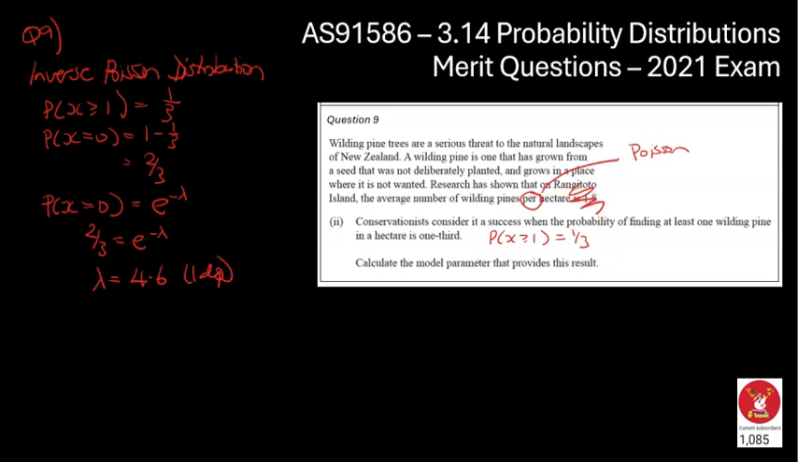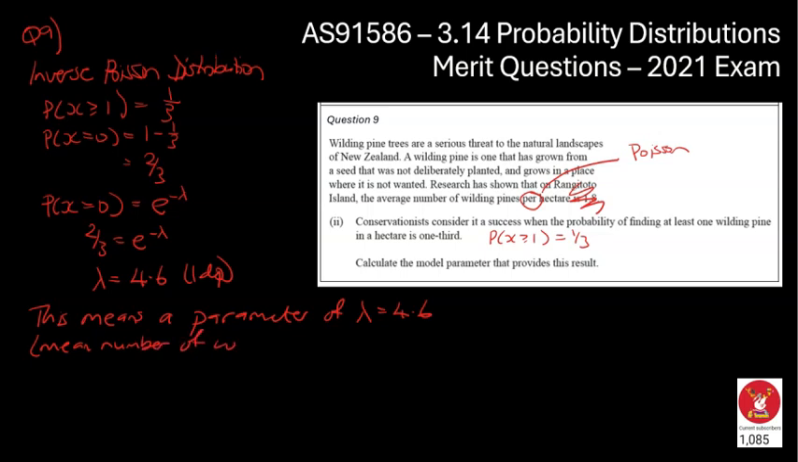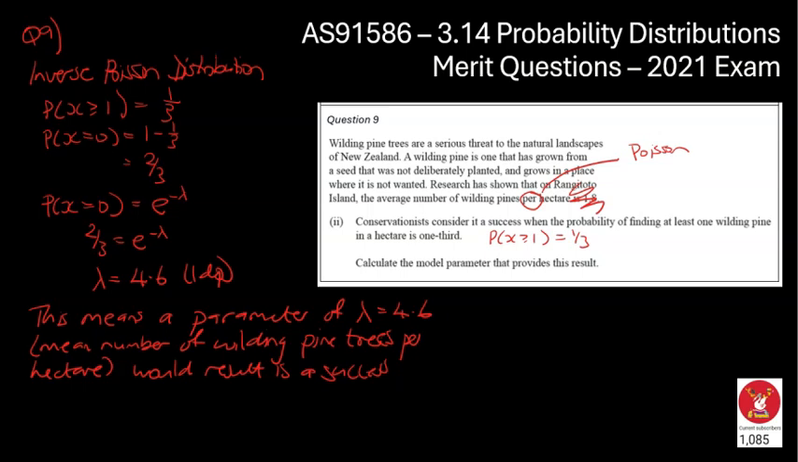Because this is a merit question, I've got the answer, and this is very mathy. I now just need to explain what that number actually means in context. So this means a parameter of lambda equals 4.6, and that basically is the mean number of wilding pine trees per hectare, isn't it? Per hectare would result in a success, and a success being finding at least one wilding pine tree in a hectare to be 1/3.